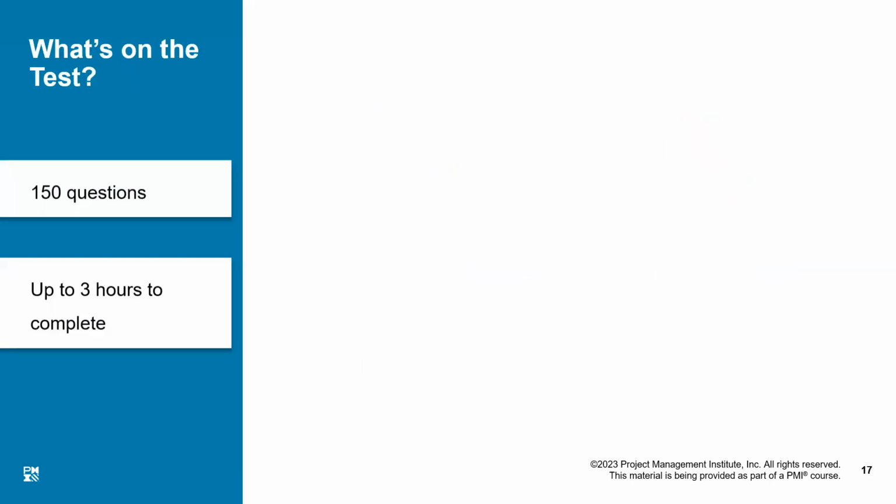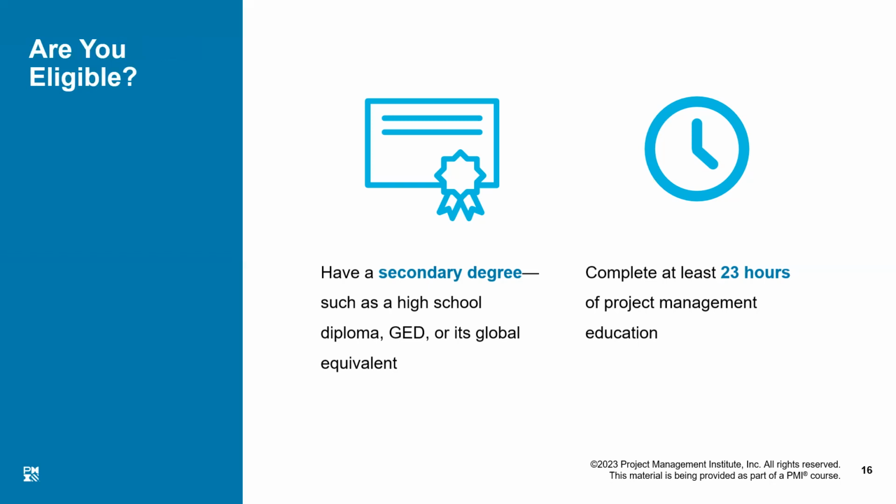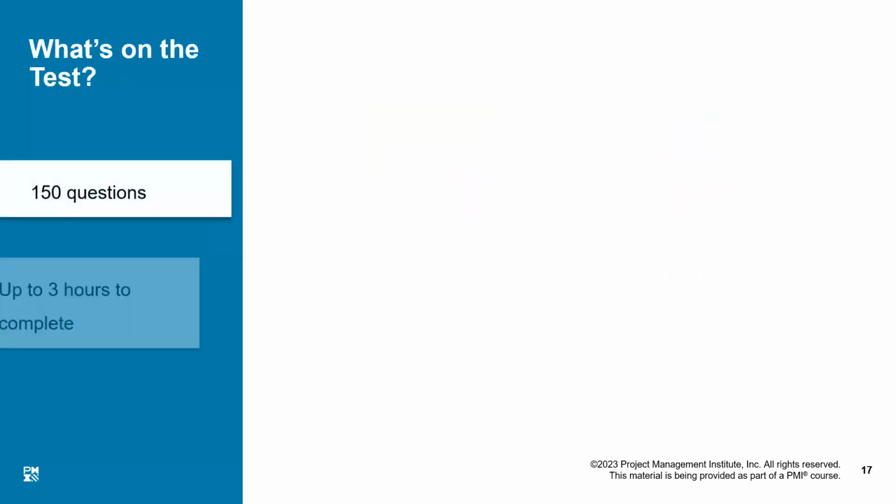What is on the test? You will need to prepare to get a CAPM. Anybody can get a CAPM with at least a secondary degree, like an associate degree or global equivalent, like HND. With an HND, anybody can get CAPM. You must also complete at least 23 hours of project management education to be able to take the CAPM exam. The CAPM exam consists of 150 multiple choice questions, and you need 3 hours to complete the exam.